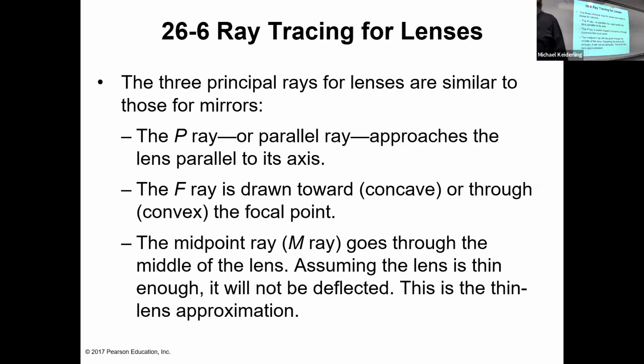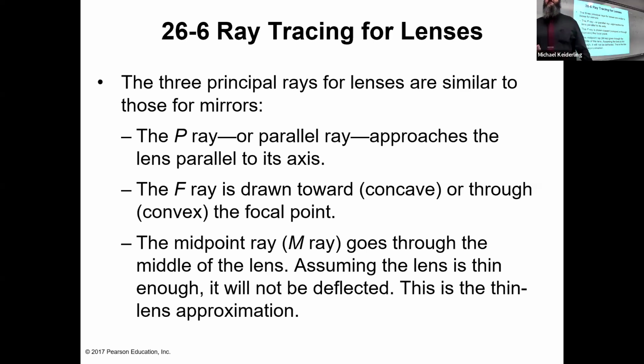So if you're drawing lenses, the three principal ways for drawing a ray diagram are similar to those for mirrors. There's the P ray or parallel ray that approaches the lens parallel to its axis. The F ray is drawn towards, for a concave lens, or through, for a convex lens, the focal point. And the midpoint ray goes through the middle of the lens. Assuming the lens is thin enough, it will not be deflected. And this is what's known as the thin lens approximation.